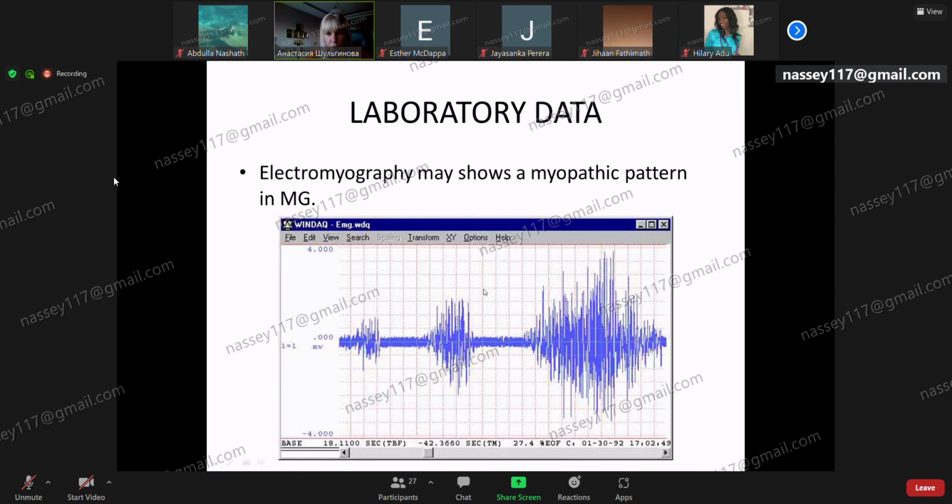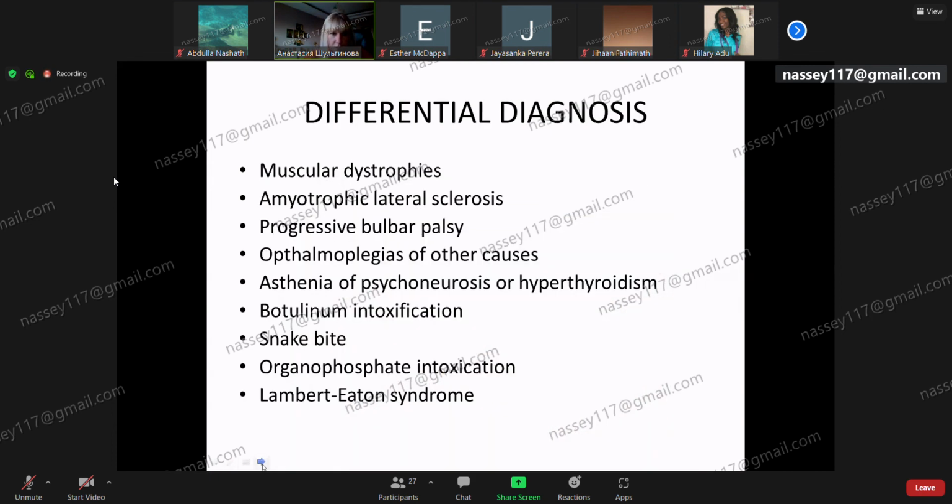Now, the class will be much more detailed, and we will explain what it means. How to differentiate myasthenia gravis? Muscular dystrophies, as we said before, amyotrophic lateral sclerosis, progressive bulbar palsy, botulism intoxications, Lambert-Eaton syndrome, a very important point, and secondary myasthenic syndrome, in which we see a tumor, usually oncological changes in the mediastinum, at an age more than 65.